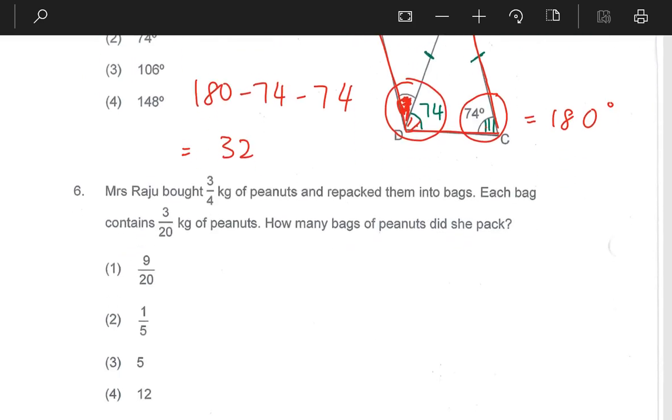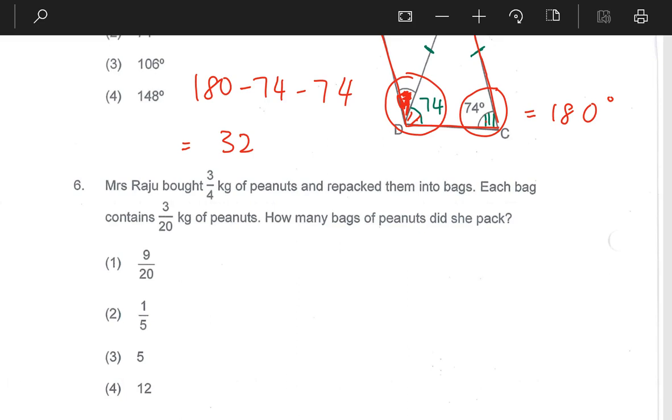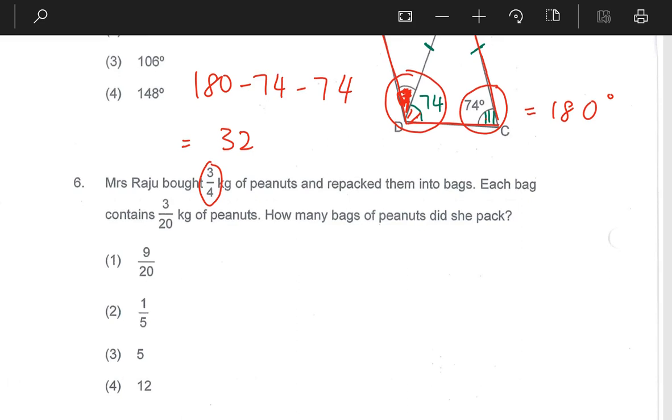Now question number 6. Mrs. Raju bought 3/4 kg of peanuts and repacked them into bags. Each bag contains 3/20 kg of peanuts. Now in the event in exams you are unsure which number divide by which number, my suggestion is, why not do it like how we did it in primary 1, primary 2. Mrs. Raju bought 10 kg and each bag contains 2 kg. So how many bags are there?